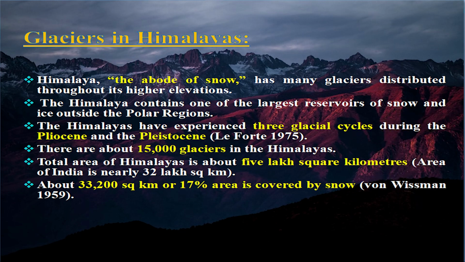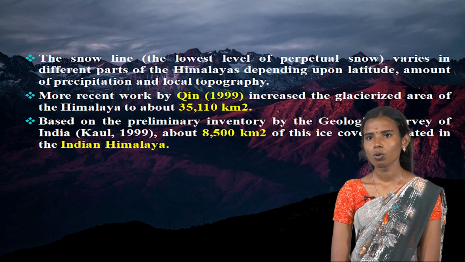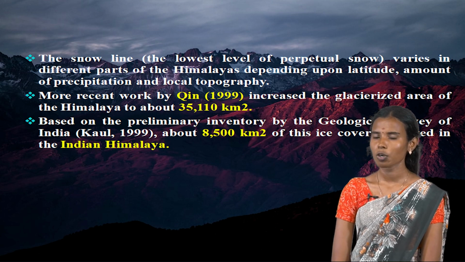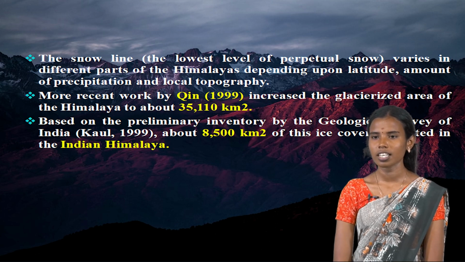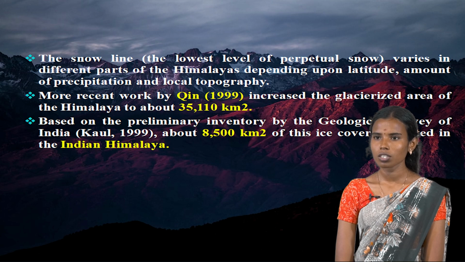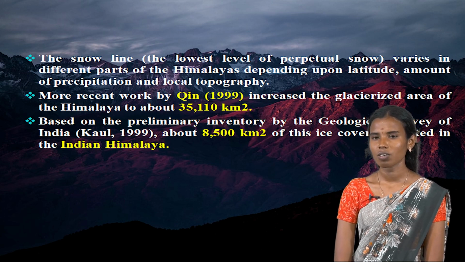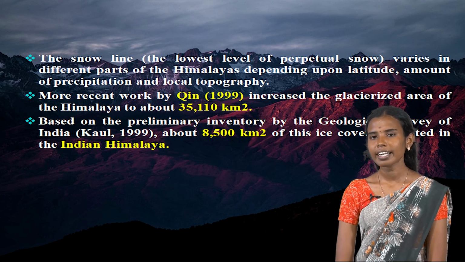Total area of Himalayas is about 5 lakh square kilometers, of which about 33,200 square kilometers or 7% area is covered by the snow. The snowline varies in different parts of the Himalayas depending upon latitude, amount of precipitation, that is the snow, and the local topography. Most recent work by Quinn in 1999 increased the glacier area of Himalaya to about 35,110 square kilometers. Based on the preliminary inventory by the Geological Survey of India, about 8,500 square kilometers of the ice cover is located in the Indian part.